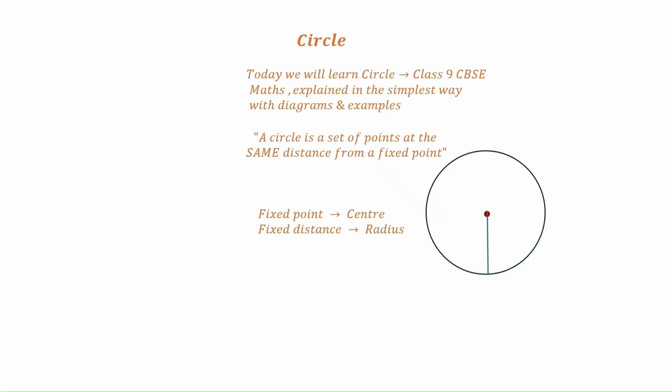A circle is a set of points at the same distance from a fixed point. The fixed point is called the center. The fixed distance from the center to the circle is called the radius. Here you can see any distance from the center to the circle is the same, and it is denoted by small r. All radii of a circle are equal. Here, OP is equal to OR.